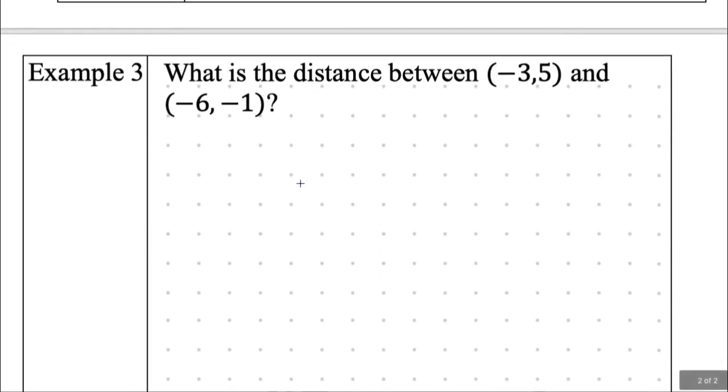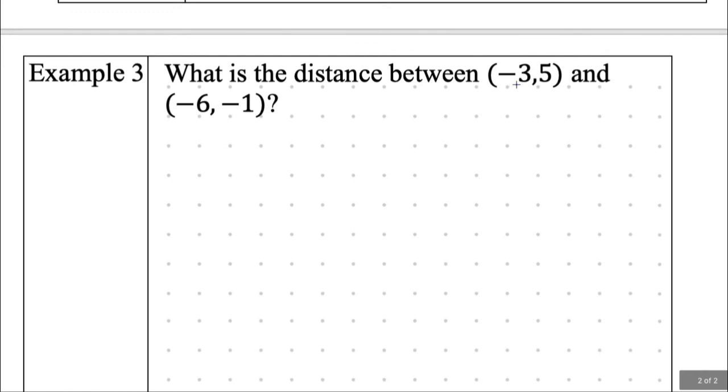And finally, example number 3, what is the distance between -3,5 and -6,1? This is one where it might be actually kind of useful to draw out the formula. I'm using the formula delta x squared plus delta y squared, and then that whole quantity square rooted. So first, what is the change in x? And then I'm going to square it.